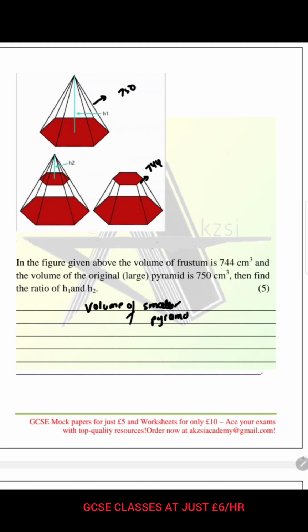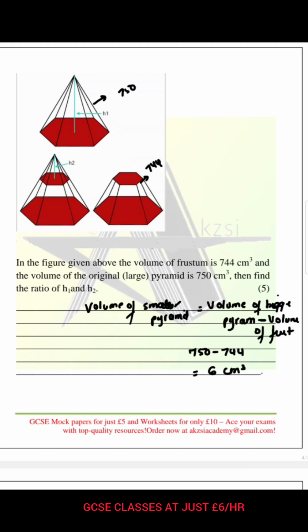Clearly, we subtract: volume of the bigger pyramid minus volume of the frustum. So the volume of the bigger pyramid is given as 750 minus the volume of the frustum, which is 744. The answer is 6 centimeters cubed, which is the volume of the smaller one. Why have I calculated the volume of the smaller one? Because they are asking you to calculate H1 and H2, where H1 is the height of the bigger pyramid and H2 is the height of the smaller pyramid.